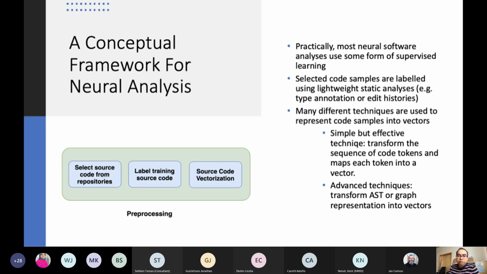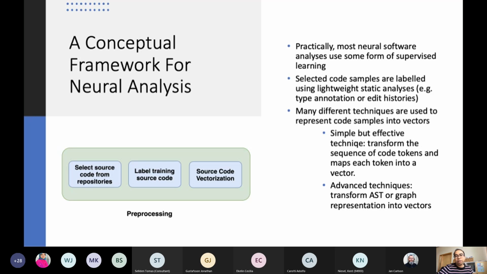So since neural models reason about vectors of numbers, the most important design decision of a neural software analysis is how to turn the code samples extracted in the previous step into vectors. The most simple but effective and popular technique starts from the sequence of code tokens and maps each token into a vector. This kind of technique is mostly used in natural language processing, and some of those techniques are also employed in source code analysis.